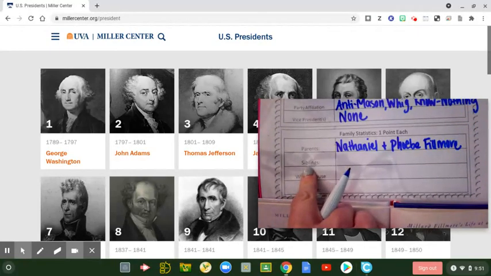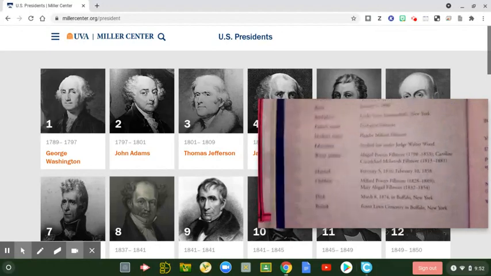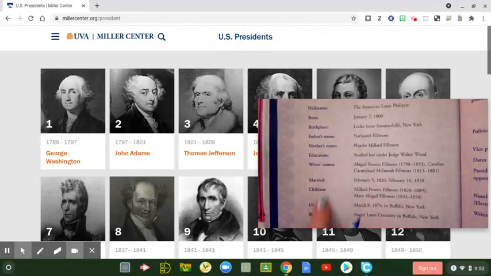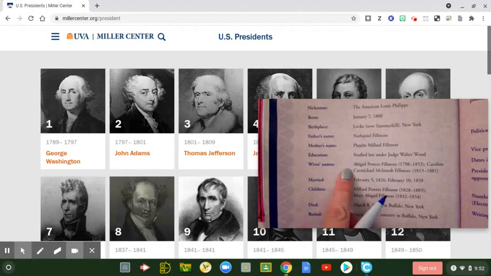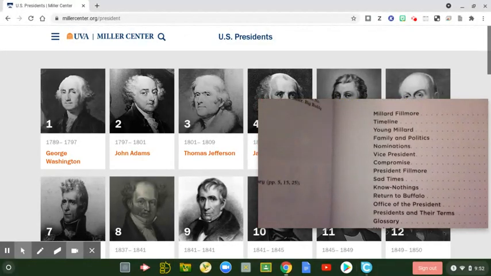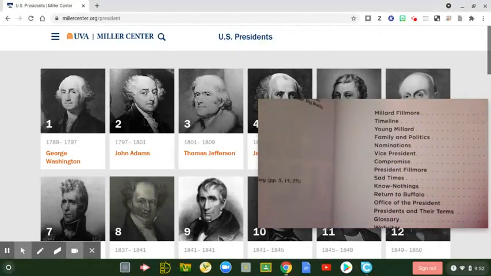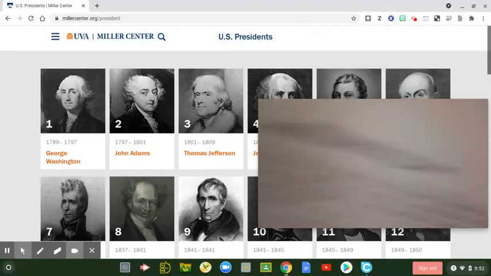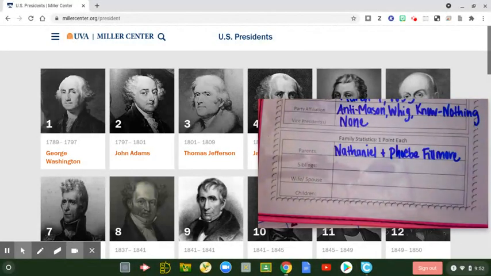Does he have any siblings? Okay, well, if I look in the blue book, it doesn't tell me that here. It tells me who he married and his wives and his children, but it doesn't tell me his siblings. So I'm going to look in the other book to see if it tells me if he has any siblings. This one is always the hardest one to find. Okay, so there is a chapter in this book that's called Family and Politics, and then another one called Young Millard. I'm going to look at page 8 to see if it says anything about siblings when he was a child.